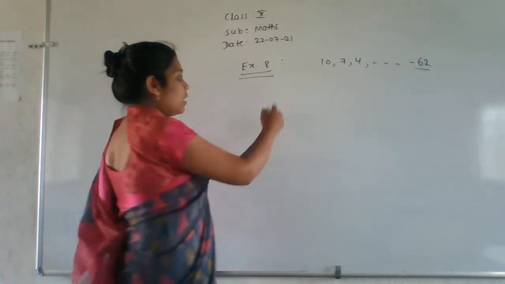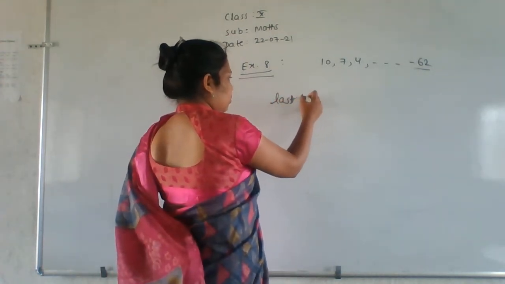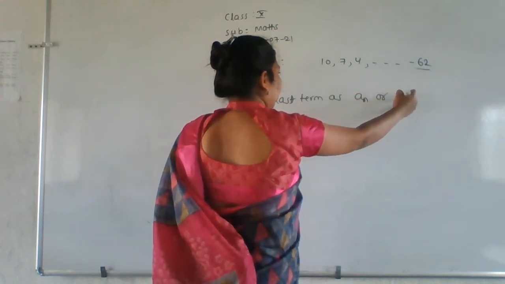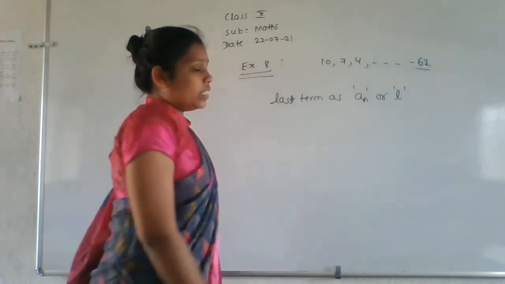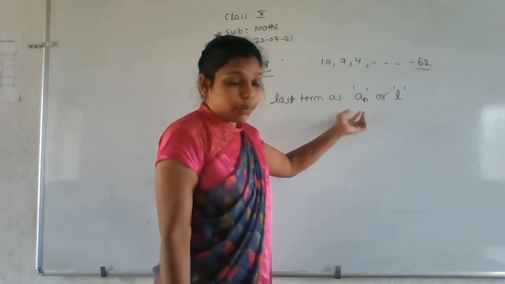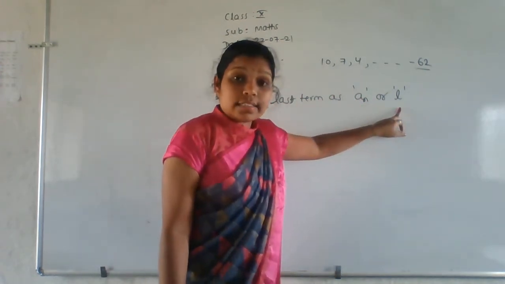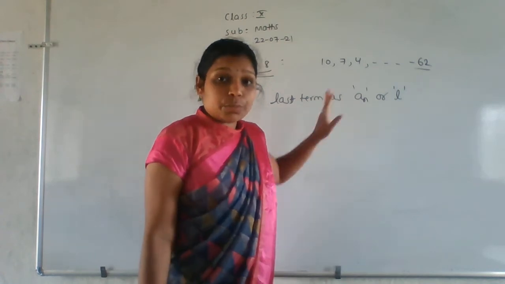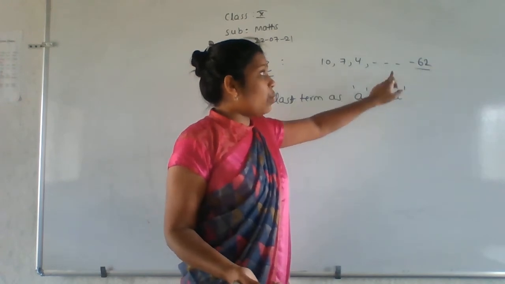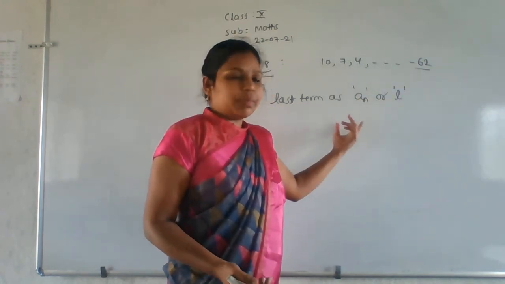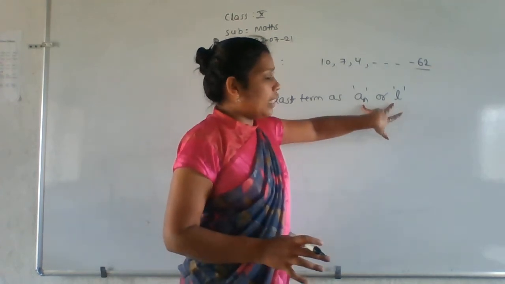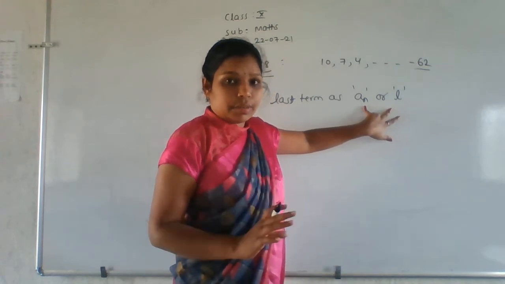We can consider the last term as an or else l. Okay, both are correct. Whichever you feel easy, you can take that one. The last term is nothing but it is an only. You can assume that value as an or else l. Till now we assumed an only. In this example in the textbook they given l is equal to minus 62. But both are same. You can write an also. Nothing is changed here. So an or l both are same. You can use any term here.